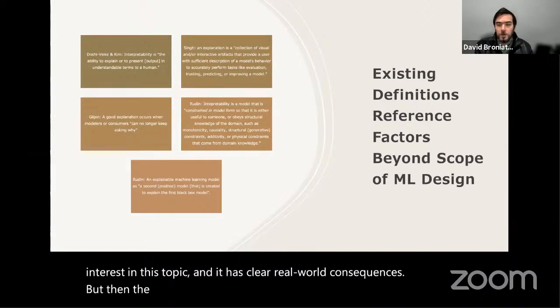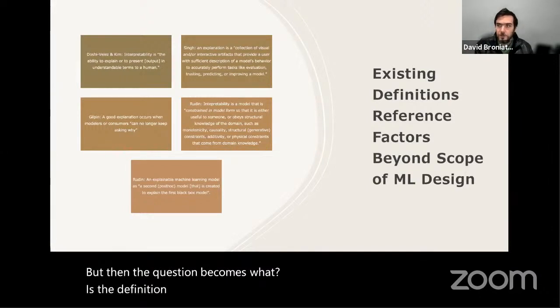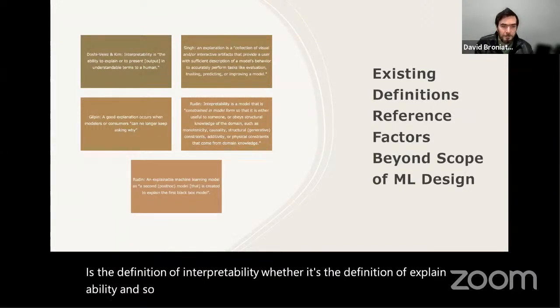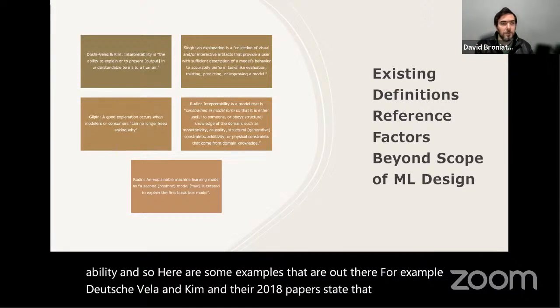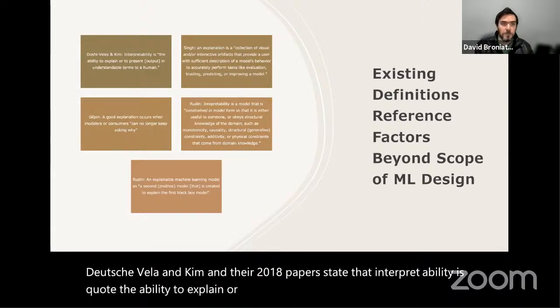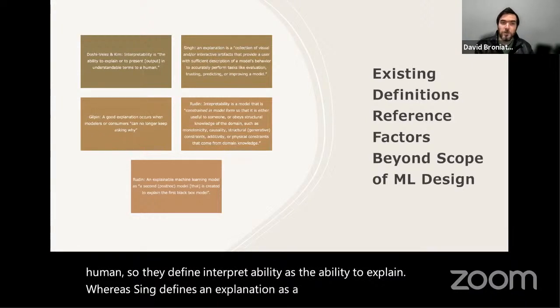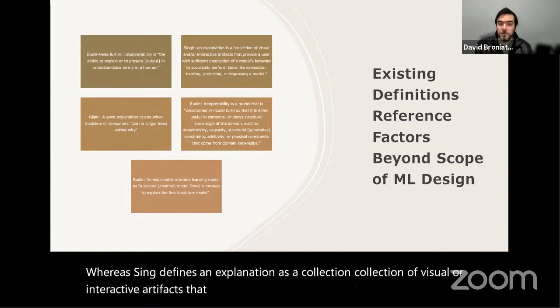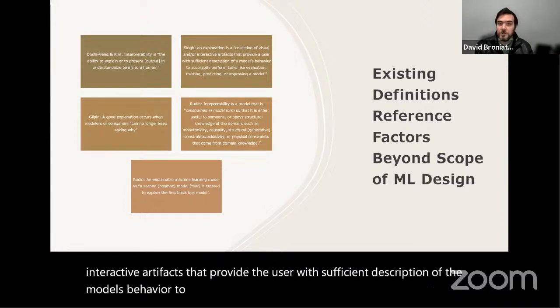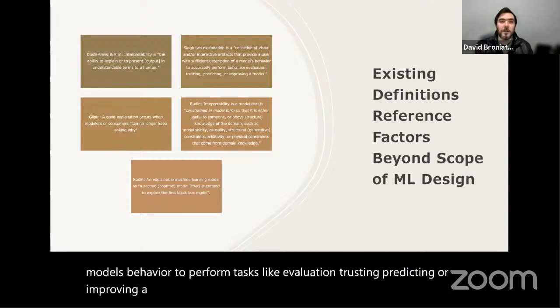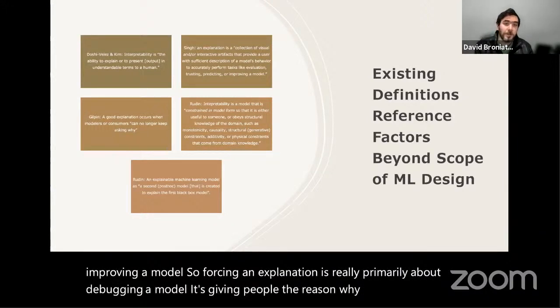Then the question becomes, what is the definition of interpretability? What is the definition of explainability? And so here are some examples that are out there. For example, Doshi-Velez and Kim, in their 2018 paper, state that interpretability is, quote, "the ability to explain or present output in understandable terms to a human." So they define interpretability as the ability to explain. Whereas Singh defines an explanation as a collection of visual or interactive artifacts that provide a user with sufficient description of a model's behavior to perform tasks like evaluation, trusting, predicting, or improving a model. So for Singh, an explanation is really primarily about debugging a model. It's giving people the reason why the model is doing what it's doing so you can make the model better.